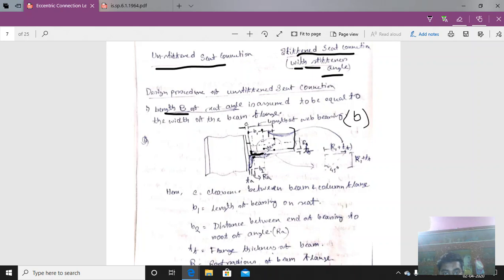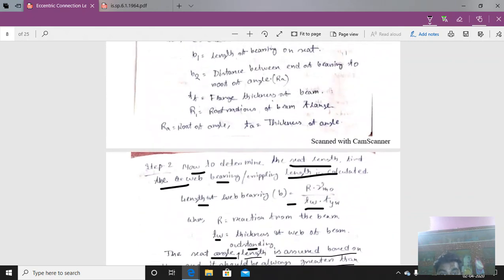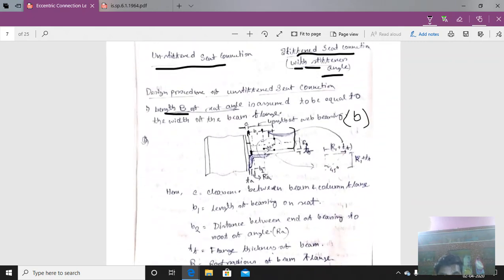Now what is B1? This is the value of B1. We have to determine the value of B1, the length of the bearing on seat. So B1 will be the total B minus that distance.